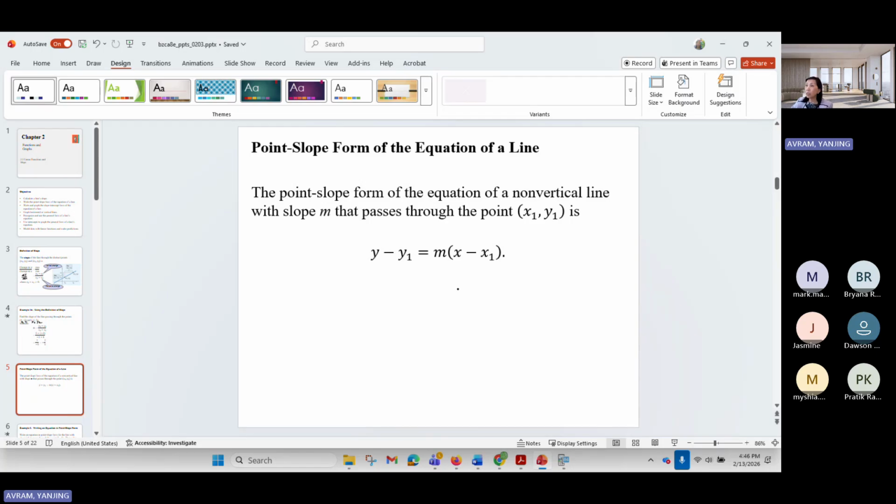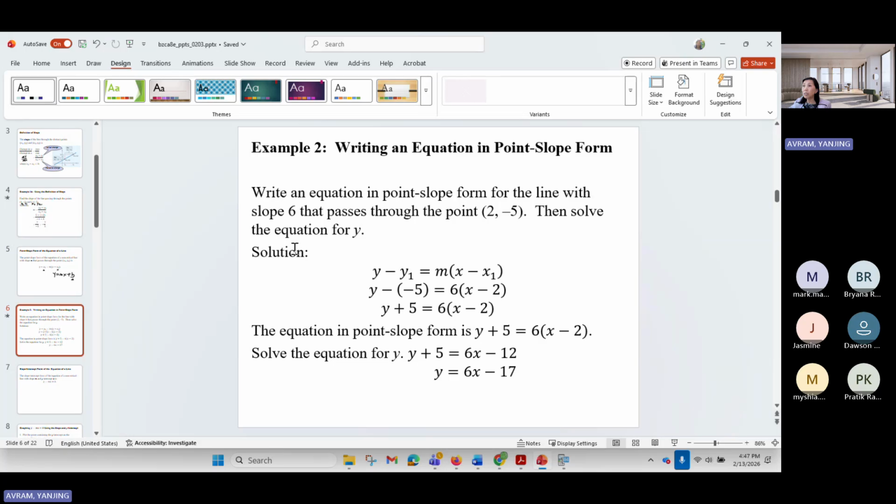You can also write down the y equals mx plus b form. But if you want to write down this one, you have to find b, okay? And if I already know the point x1, y1, I can just use this formula, and then you can convert it into this form. Okay, so this one will be easier.